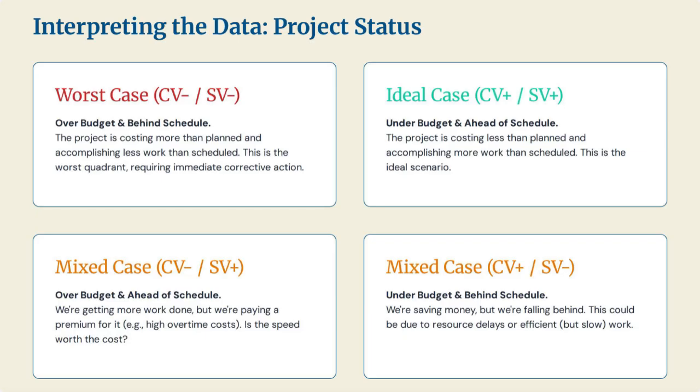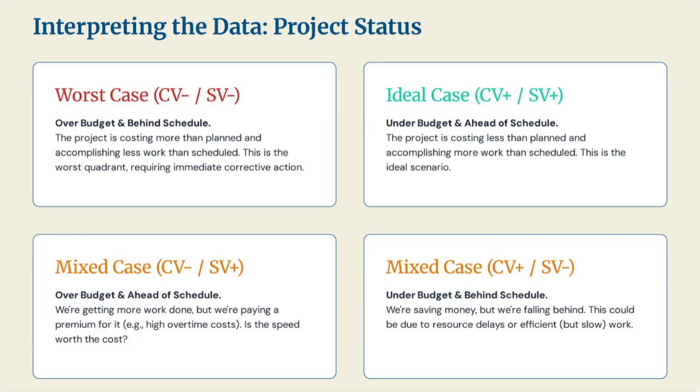So, these two indexes, CPI and SPI, can be placed on a simple 2x2 grid to instantly see the project's health. The worst case is in the bottom left, a negative CV, over budget, and a negative SV, behind schedule. This is the red zone, and it requires immediate action. The ideal case is in the top right, a positive CV, under budget, and a positive SV, ahead of schedule. This is where every project manager wants to be.